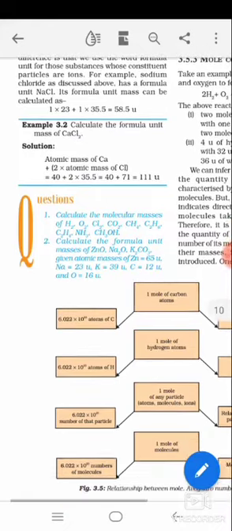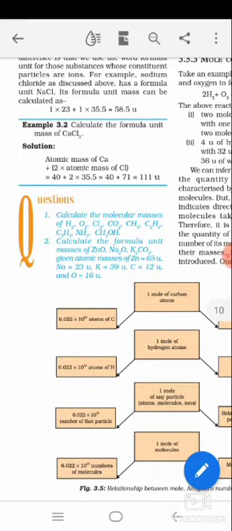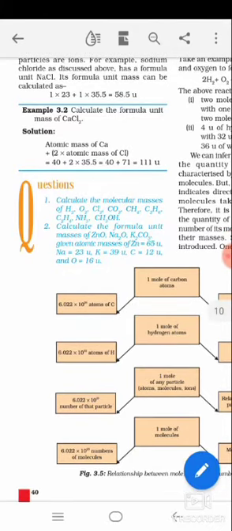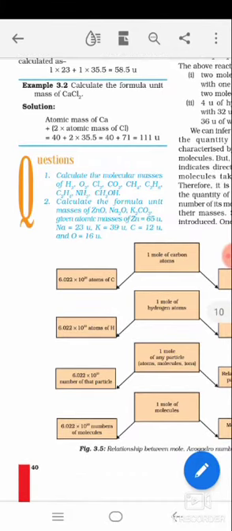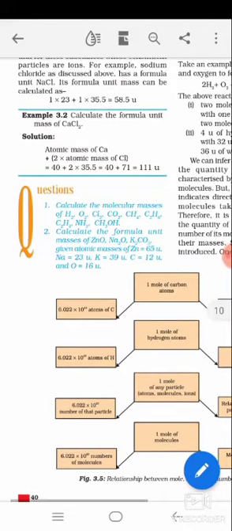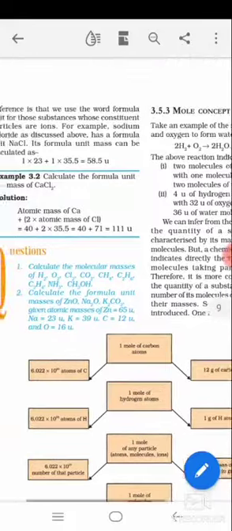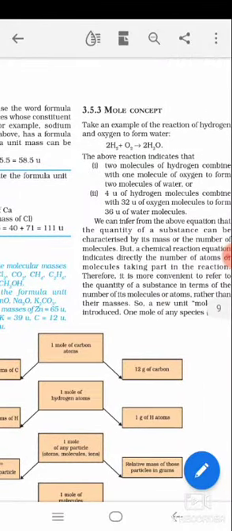Okay, now we are going to calculate the formula unit mass of calcium chloride. That is similar to the way of calculating molecular mass. So, atomic mass of calcium plus 2 into atomic mass of chlorine. Atomic mass of calcium is 40 plus 2 into 35.5 is equal to 40 plus 71, that is equal to 111 unit. I think you got how to calculate the formula mass. Okay, so here are some questions. Try to find it. Okay, now the next topic is mole concept.